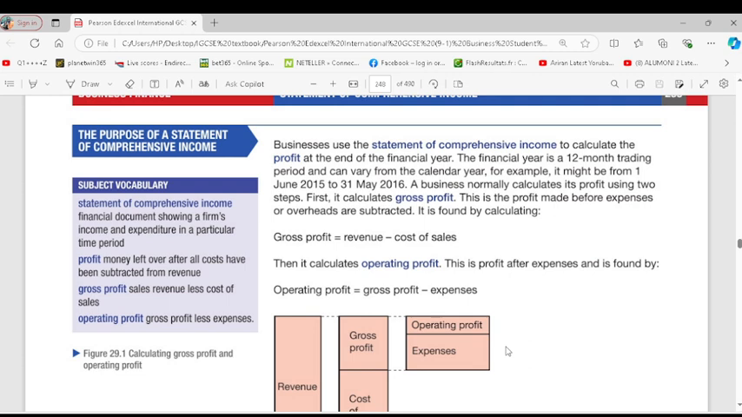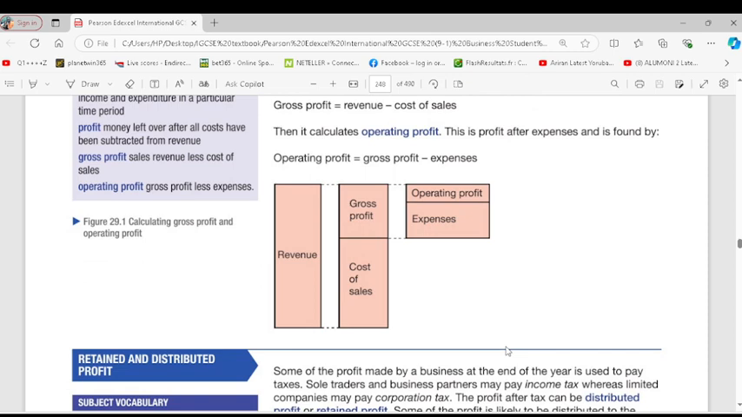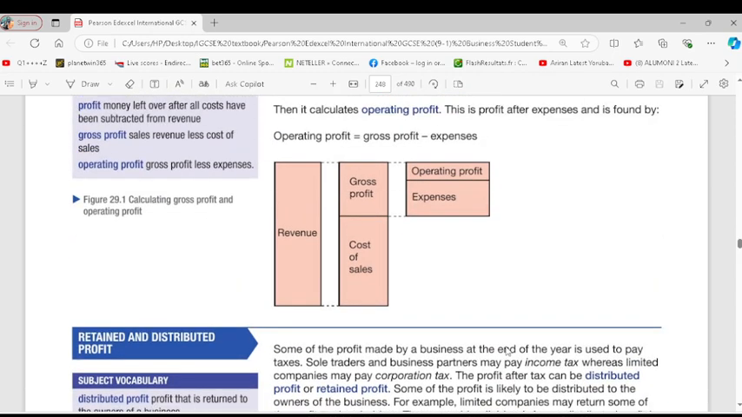So to calculate your profit, listen, we have the gross profit, which is the profit before deducting expenses. Before you deduct your overheads, that's your gross profit. So the formula for gross profit is revenue minus cost of sales. Are you with me? That's gross profit. Clear? So gross profit is profit before the expenses. Then we have the operating profit, which is gross profit minus expenses. Is it clear? Good. We move on.